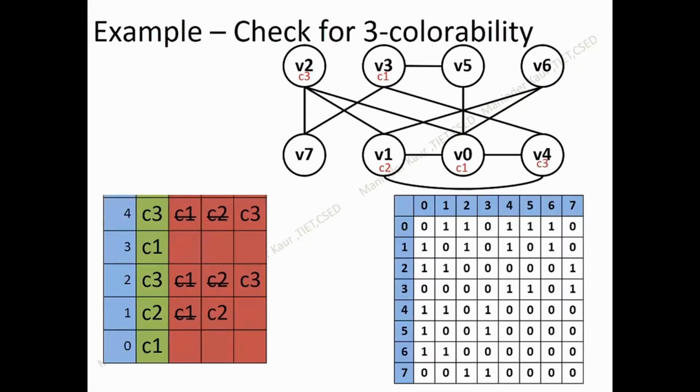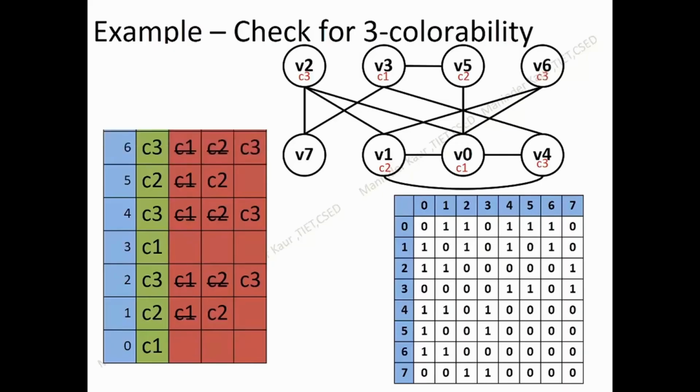Now coming to the vertex V5, V5 cannot be assigned the color C1 because an adjacent vertex has the color C1. It can be assigned the color C2. Considering the V6 vertex, V6 can be assigned neither C1 nor C2 because adjacent vertices have those colors. V6 is assigned the color C3. Similarly, going for V7, V7 cannot be given the color C1 or C3, so it will be painted with the color C2.